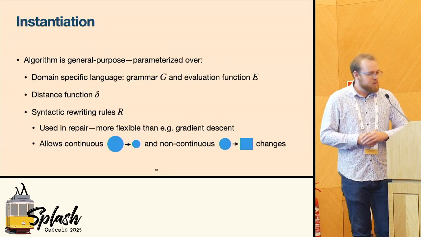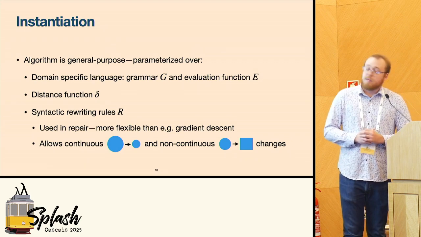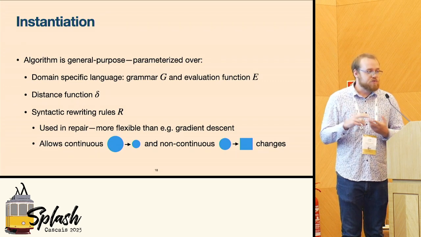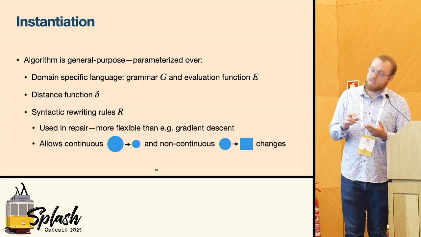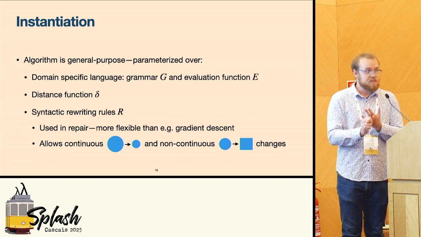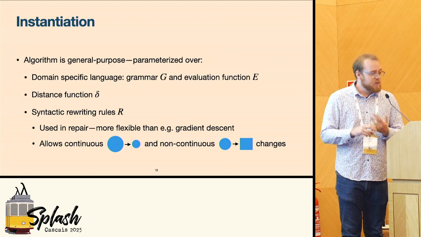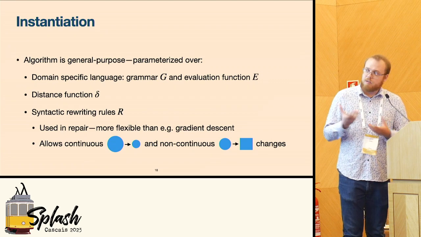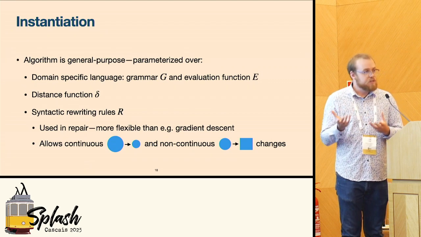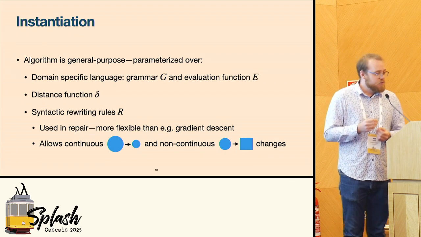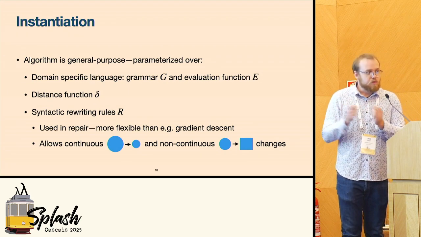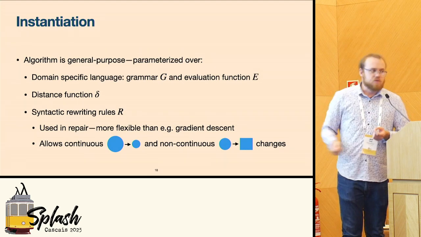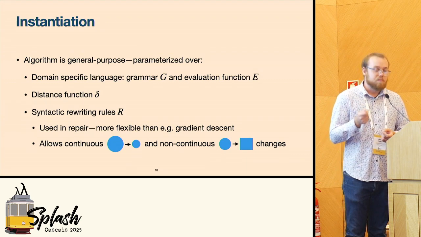So in practice, this algorithm is pleasantly general. We can parameterize it over our domain-specific language, which we give by a grammar G and an evaluation function E. We also have to provide a distance function delta that tells us something about the similarities between program behaviors. And we have to provide rewriting rules R that we use for repair. We chose to use rewrite rules because they're a little bit more flexible than something like gradient descent, although gradient descent I think would likely work here. But rewrite rules allow us to do both continuous changes like scaling or moving or resizing, and also non-continuous changes like this translation from circles to squares, which turns out to be important for the CAD domain.